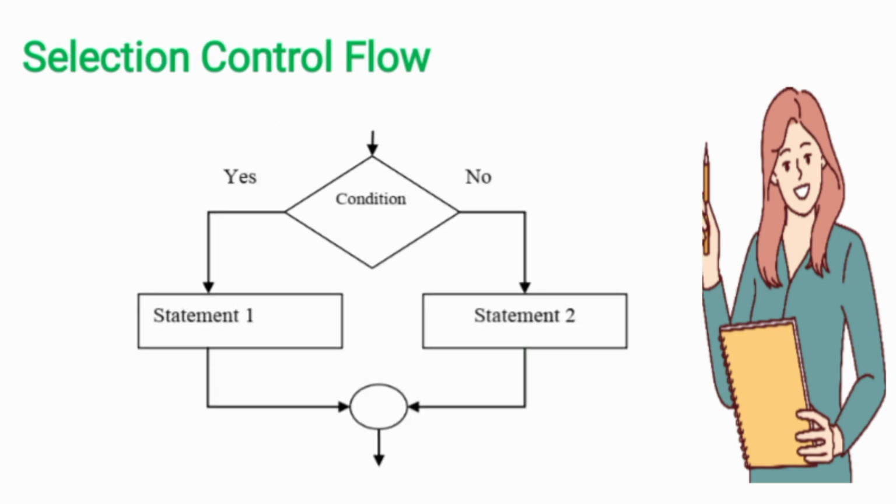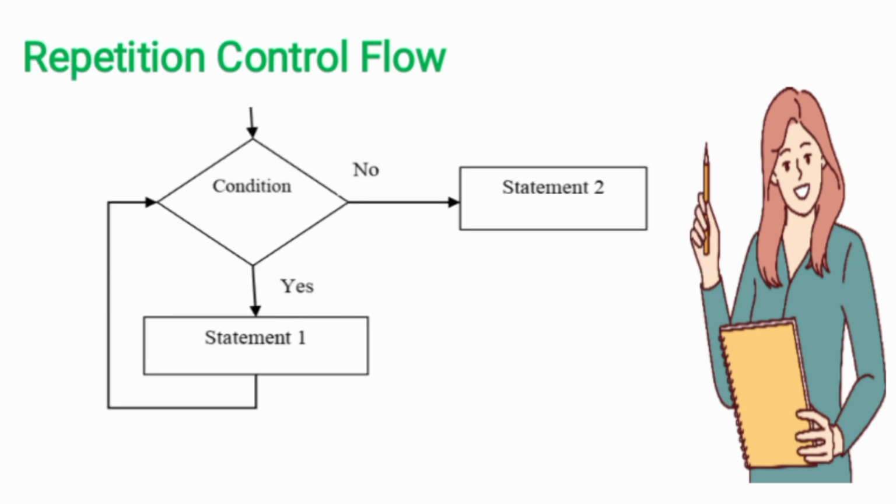Next, selection control flow. Here, only one of the alternative steps is executed based on the condition. This flowchart is an example of selection control flow. Next, repetition control flow. One or more steps are performed repeatedly. This logic is used for producing loops in the program. The looping process can either be one time or multiple times based on the condition. And this flowchart is the example of repetition control flow.